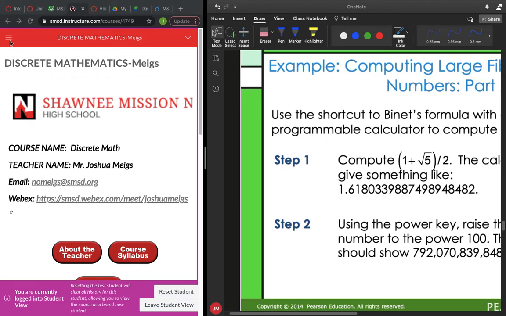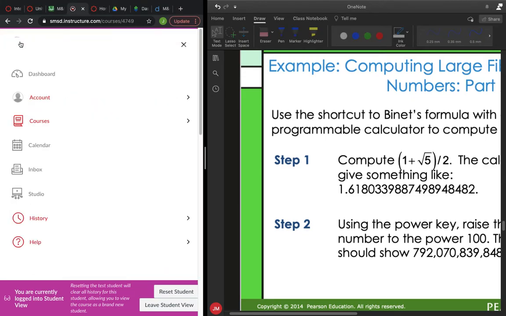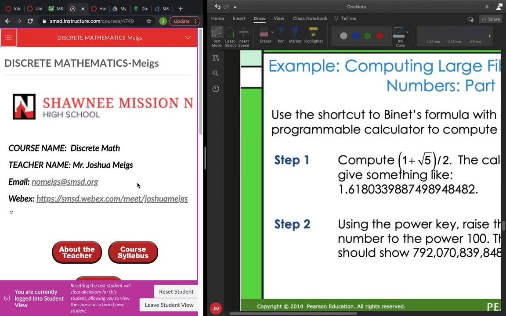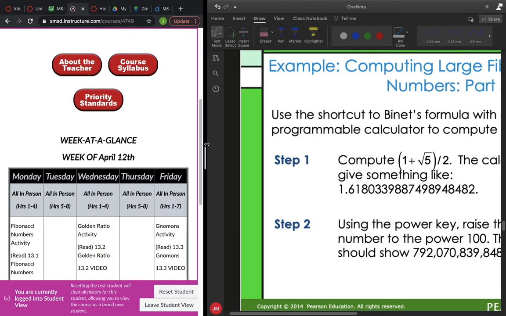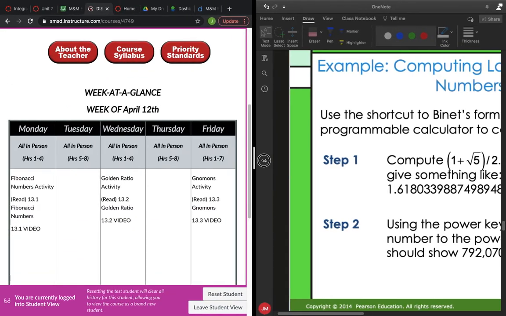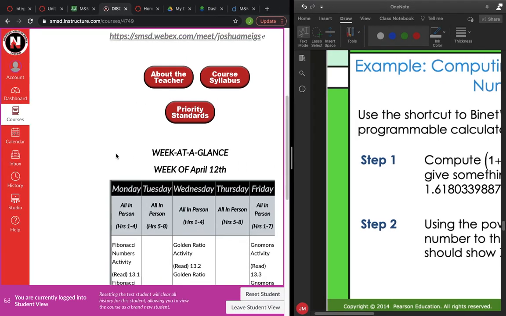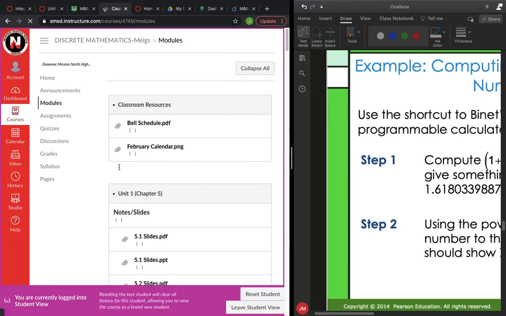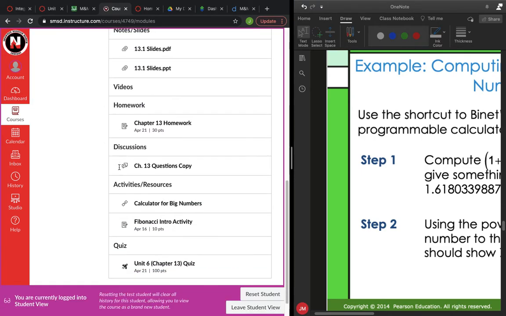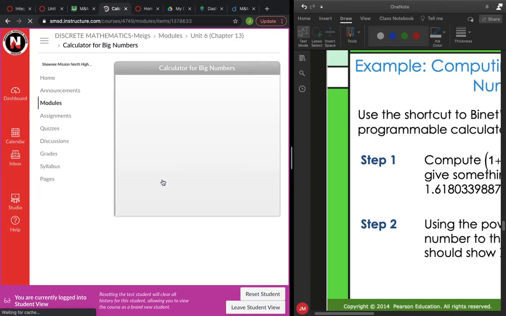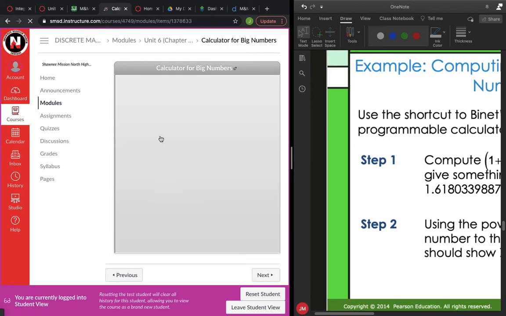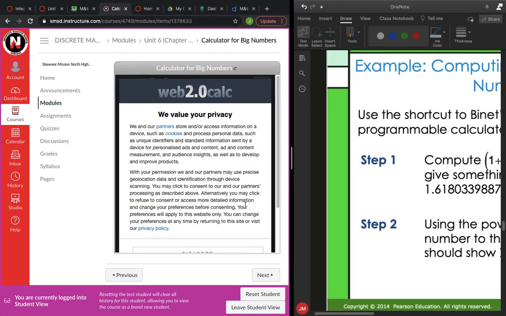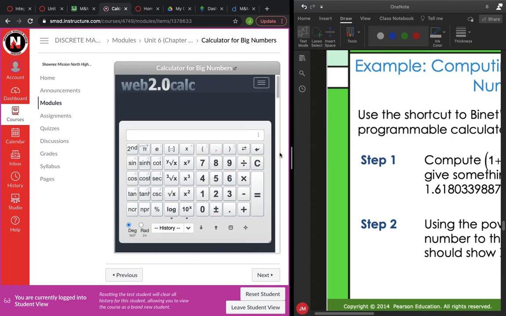on Canvas. So if on Canvas you go to our modules, it looks like it went to mobile version. Let me go ahead and get this expanded here. Here we go. So if you go into the modules for our chapter 13, and click on Calculator for Big Numbers, it's going to have this calculator right here for you, which we can actually use to help us find some of these very large numbers that we're going to need to talk about.